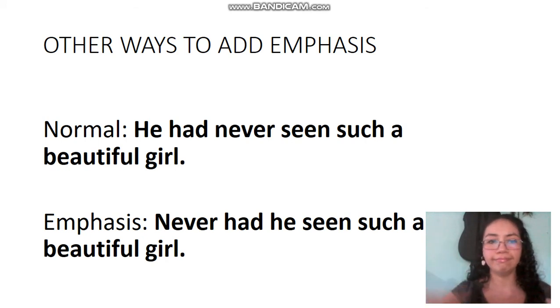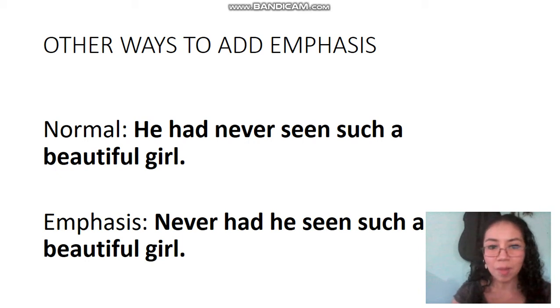First of all, take a look at these two sentences. A normal sentence would be, he had never seen such a beautiful girl. I mean, that's normal. You have a subject, you have a verb, you have a complement, right? Maybe you have the word "such a" as a little bit of exaggeration. But check out this one: never had he seen such a beautiful girl. More emphatic, like, wow, the girl was really beautiful, right?